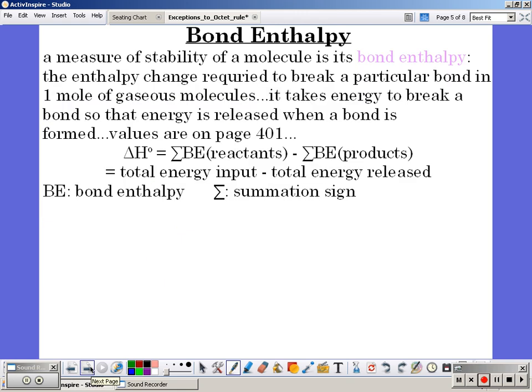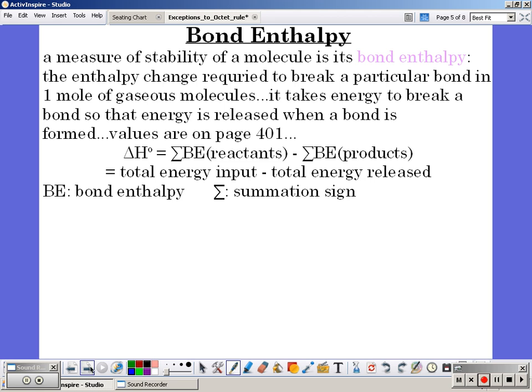So one of the forces of attraction that holds covalent compounds together is bond enthalpy. Bond enthalpy is the stability of that molecule. So it's the enthalpy change required to break a particular bond in 1 mole of that gaseous molecule. It takes energy to break a bond, so that energy is released when the bond is formed. Now these bond enthalpy values are on page 401 of your textbook, and they would have to be given to you in the problem.